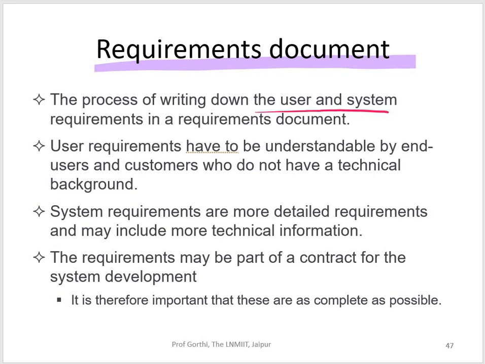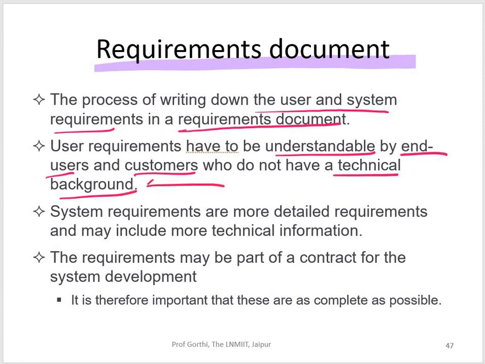So this was all about your functional specification. Now let's talk about the requirements document, because all our discussion is going on around this requirements document. So the process of writing down the user and the system requirements in a requirements document. User requirements have to be understandable by the end users and your customers who do not have a technical background.